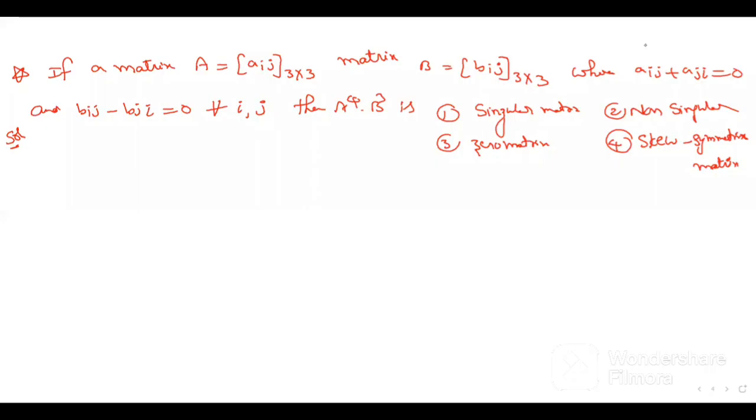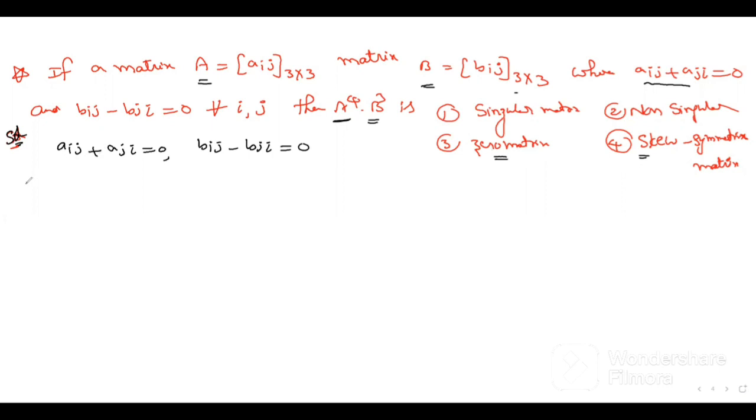Okay, now explain a statement. In the statement, A and B are 3 by 3 matrices, given, as well as two conditions: Aij plus Aji is equal to 0, and Bij minus Bji is equal to 0. Then A to the power 4 into B cube is: option 1 singular matrix, option 2 non-singular matrix, option 3 zero matrix, option 4 skew symmetric matrix.